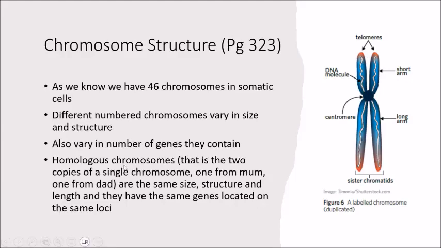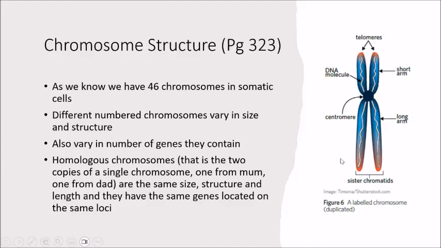So homologous chromosomes, that's 2 copies of the same chromosome. 1 copy from mum and 1 copy from dad. They're the same size, they're the same structure, and they have the same genes located at the same points on the chromosome. So say you have a gene for blood group that's right here at the very tip on the telomere on chromosome number 1. It's going to be found at the tip on this chromosome copy and the tip on this chromosome copy.